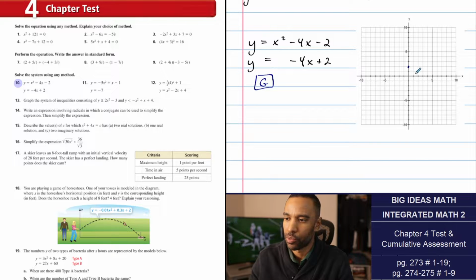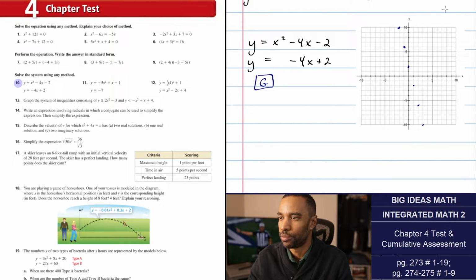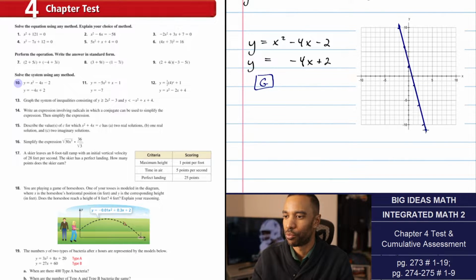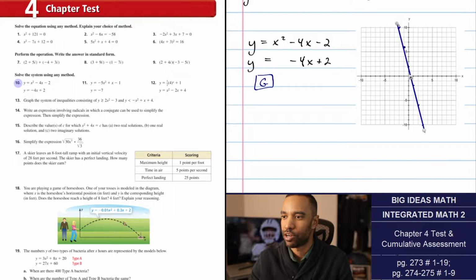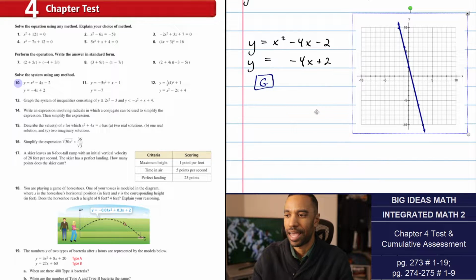Got a y-intercept of 2 and a slope of negative 4. I go down 4, right 1, like so. We can also go up 4, left 1, like so. And we draw the line with a line tool, like so, or with a ruler, or whatever you have that tickles your fancy. So there's one of the guys right there.